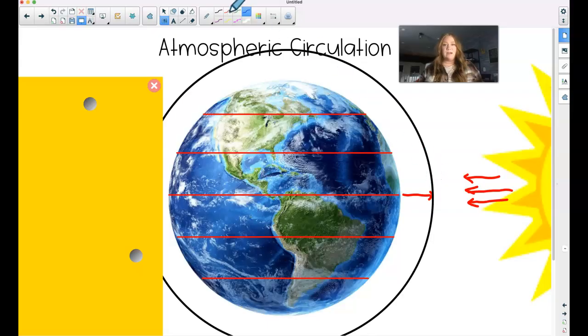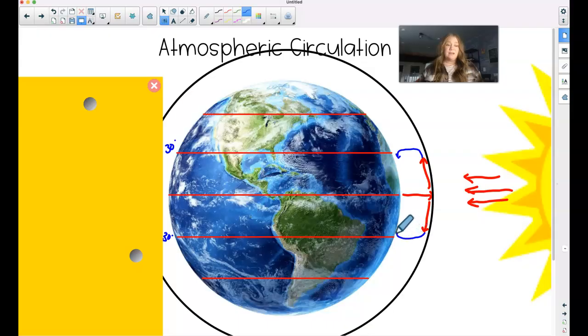So that hot air, it's still hot, it's rising and going to start going this way, and it will also start going this way. As it does that, it's cooling off because it's getting farther away from that heat source. Once it gets to about 30 degrees latitude north and south of the equator, it's cooled off enough that it is dense enough that it will start to sink.